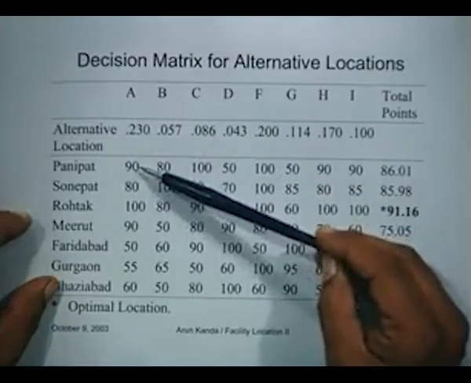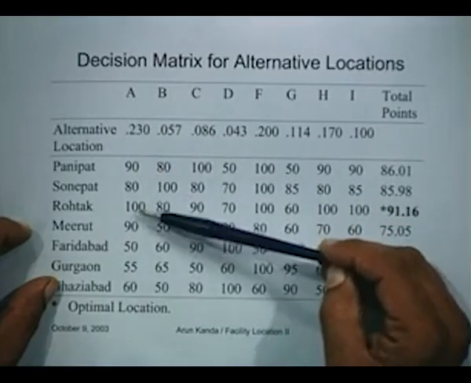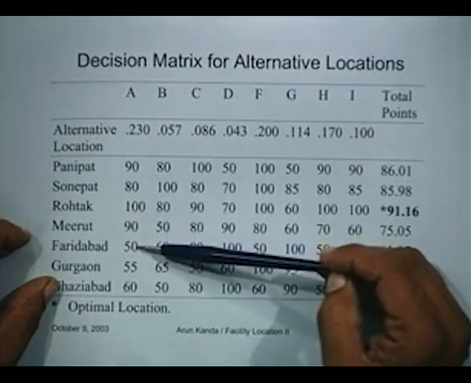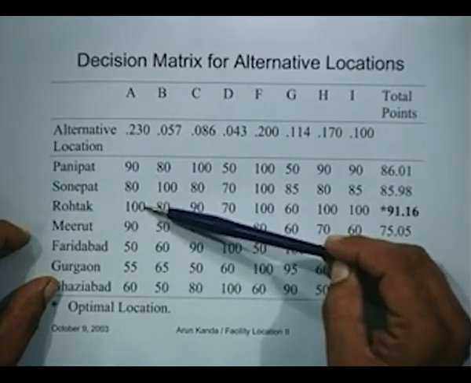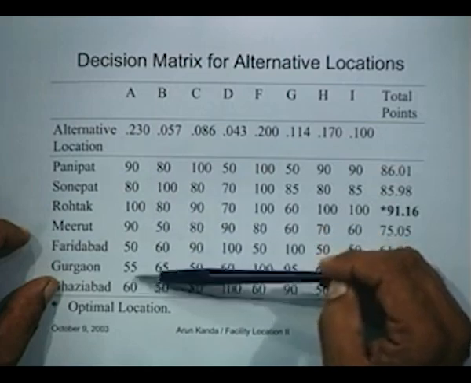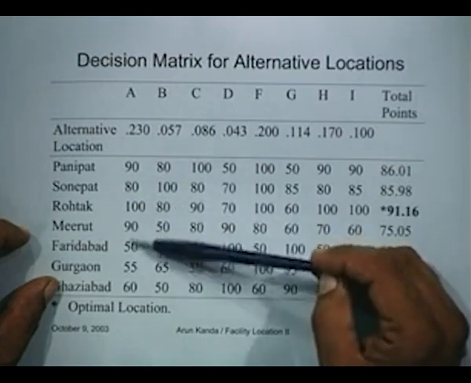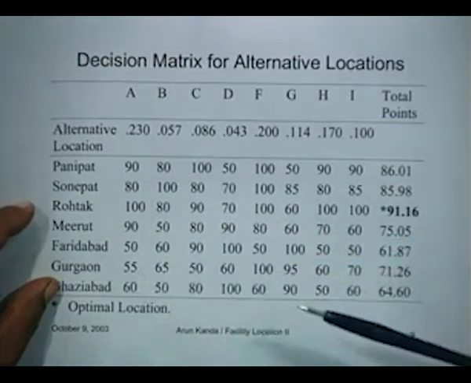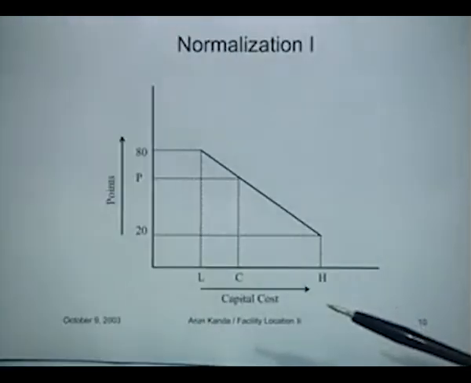Now, having used the decision matrix for alternative locations, you could use this methodology for any real life situation. The tricky part here is how do you assign these marks to these candidates? If a particular factor is, let us say, capital cost, the highest capital cost will be the most undesirable, the least capital cost will be the most desirable, and so on. So the manner in which you assign these marks is basically the process of normalization.